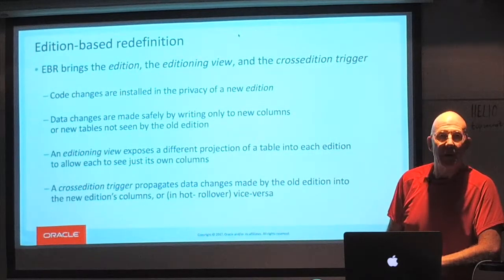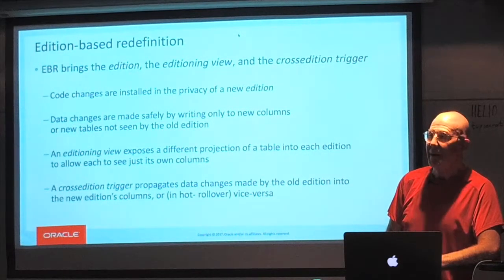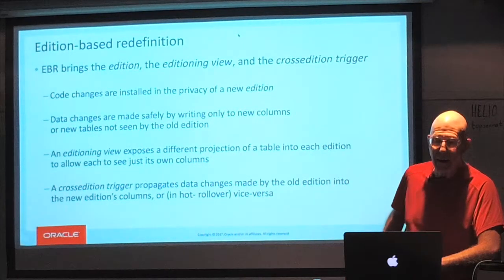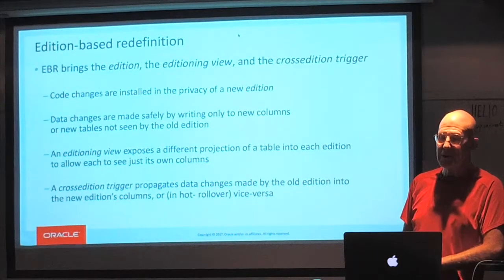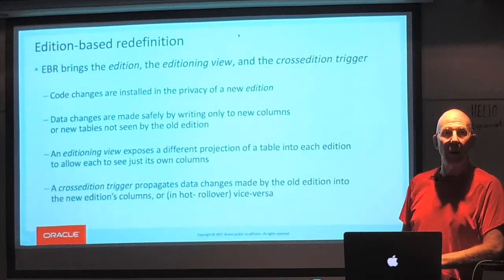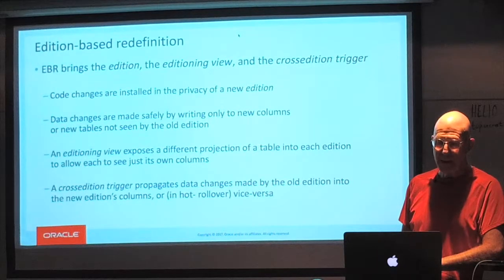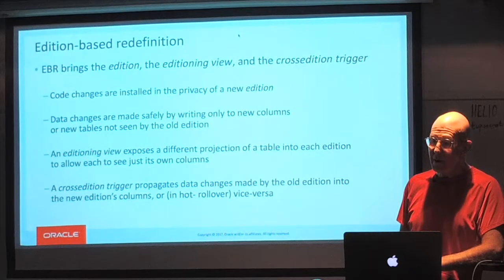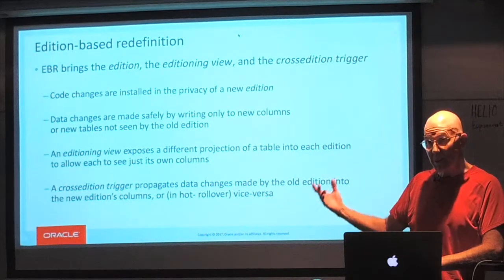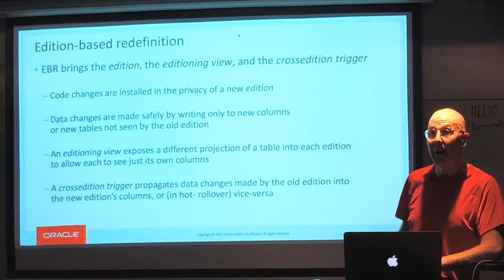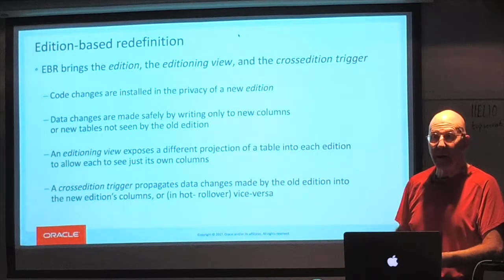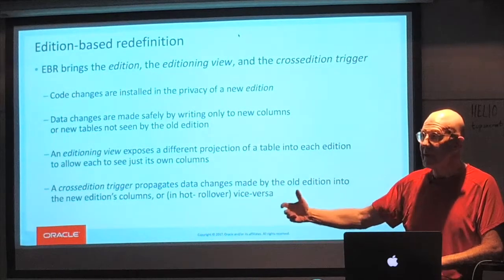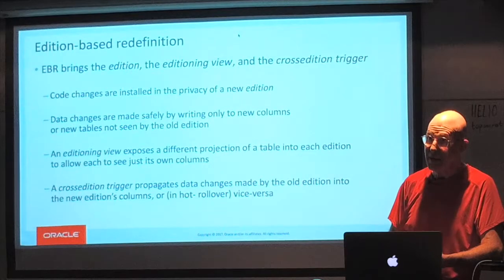This is the slide I showed you at the start, and I really do think it's true now that you could see all the layers that lay behind that bald sentence: code changes are installed in the privacy of a new edition. You know everything about what that means. Data changes are made safely only additively, either in new columns in the same table, as we saw in this widening example, or in a pivoting kind of example that I used at the beginning, just to remind you what refactoring means, in an entirely different table, while the old table remains as it was.